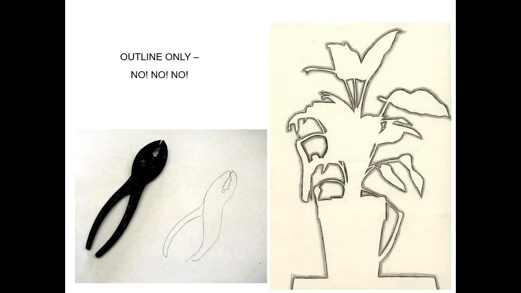But can you see a proportional error in the drawing there of that pair of pliers? Doesn't it kind of look like the handles are a bit too short and the part on the right-hand side is a little bit too thick?